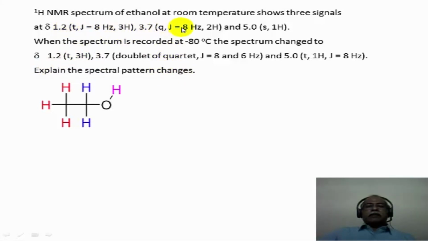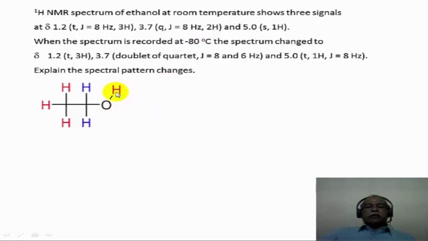Here the pattern is easy to explain. That methyl group comes as a triplet because of two adjacent hydrogens, and the methylene group comes as a quartet because of three adjacent hydrogens. This hydrogen does not couple because it rapidly exchanges, and the positional character of this hydrogen is questionable under the conditions of rapid exchange. So one does not see the coupling between the methylene hydrogens and the magenta hydrogen here. However, when you cool it to minus 80 degrees, the exchange process is considerably slowed down.